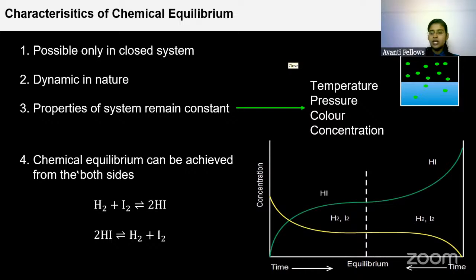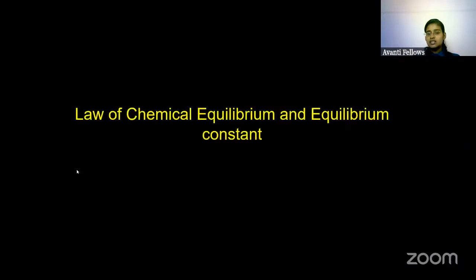Okay, dear students. Now let me go to the last subtopic of this first main topic, which is the law of chemical equilibrium and equilibrium constant. To understand what the law of equilibrium is, you need to know the law of mass action. From the law of mass action, I will take you to the law of chemical equilibrium. To understand the law of mass action, I have to take a reaction in which the reactant and product are in equilibrium.